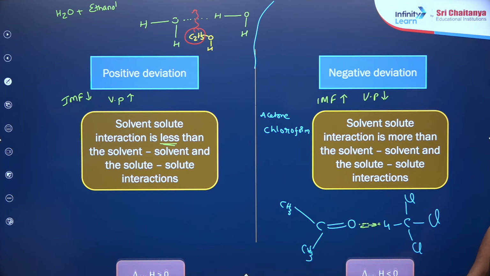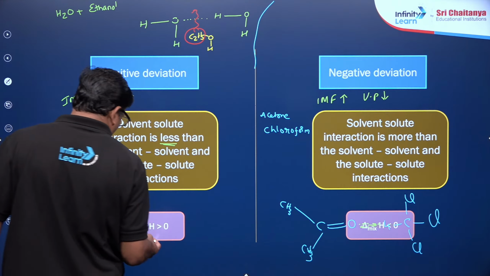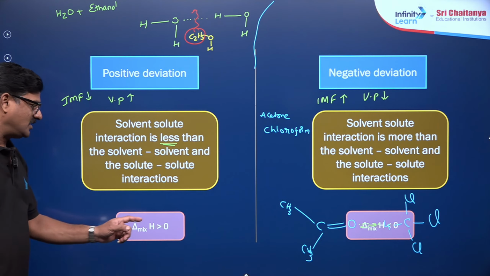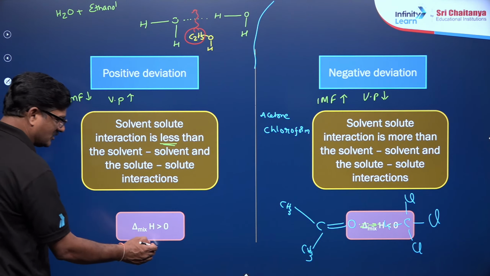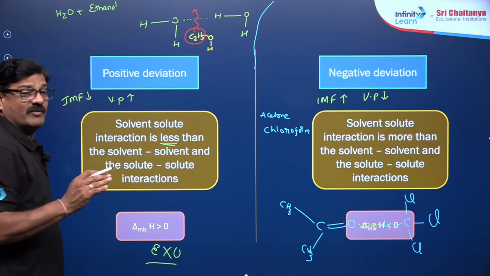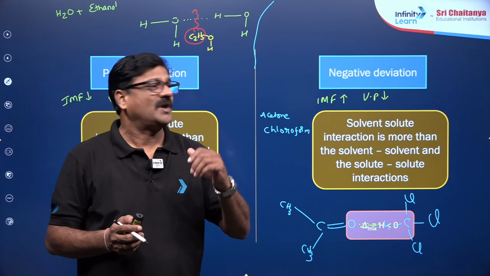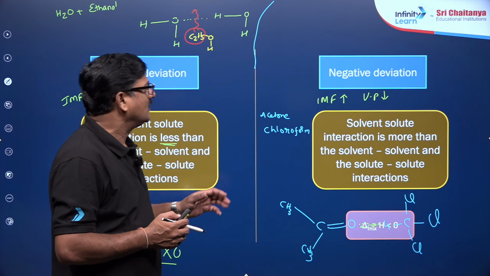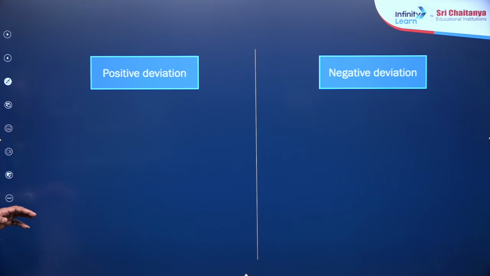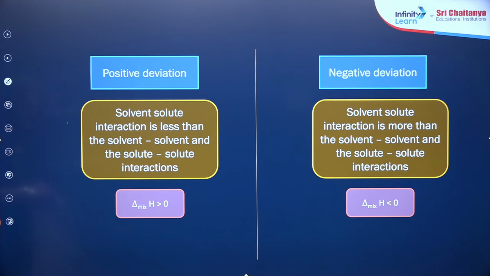Okay. So like this you can see, delta H, the enthalpy of mixing, is going to be less than 0, it is exothermic. Why exothermic? Bond is formed. When the bond is formed, heat is released. Okay. And here you can see now positive deviation and negative deviation. Solvent-solute interaction is less than that of solvent-solvent and solute-solute interactions. That's what I want to explain to you.